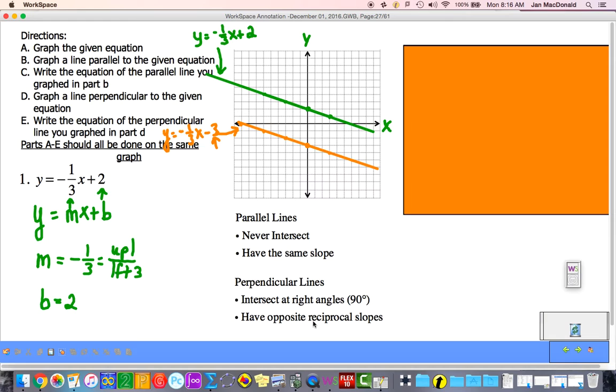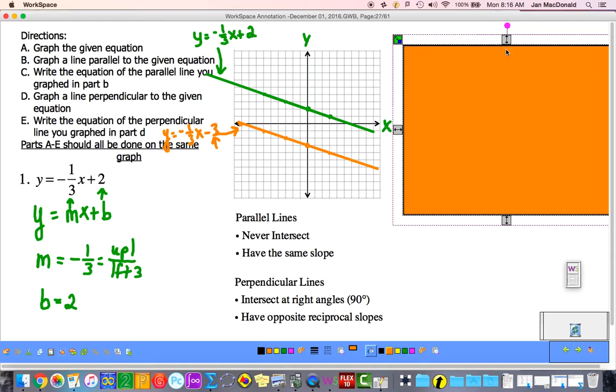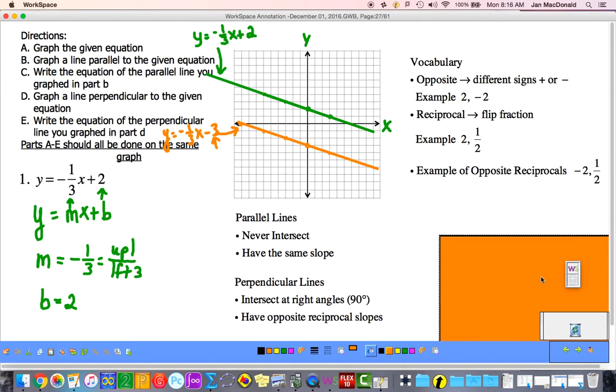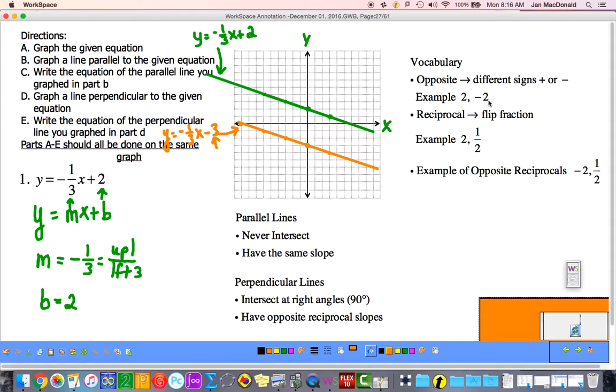Well, what do these words mean? What does the word opposite mean? In mathematics, the word opposite means different signs, like a positive 2 and a negative 2. Those are opposites. The word reciprocal means flip the fraction. So if our original number was 2, its reciprocal would be 1/2, because 2 has a denominator of 1 if it's not written. So what's an opposite reciprocal? They have different signs. One's a negative, one's a positive, and the fractions have been flipped.